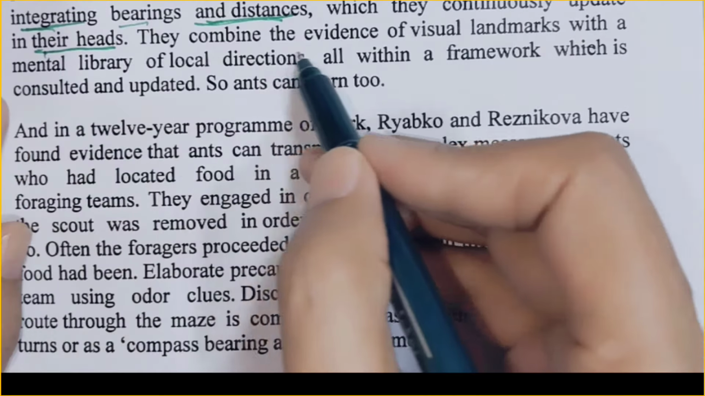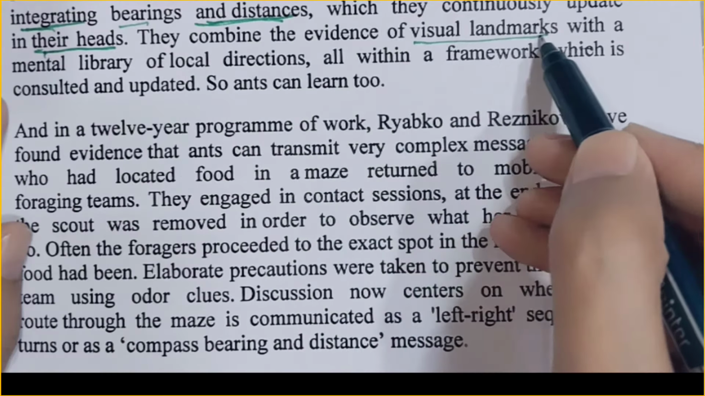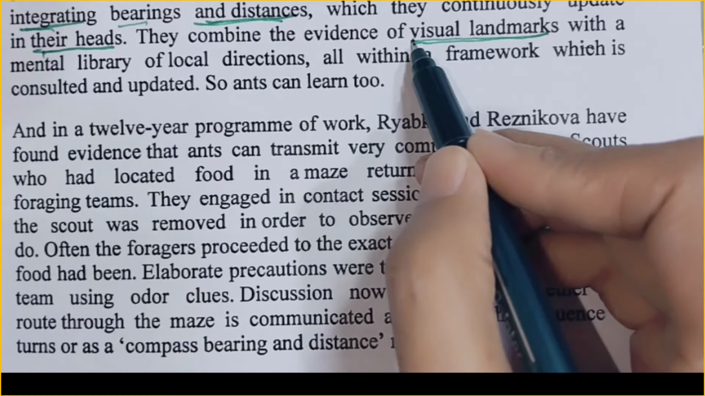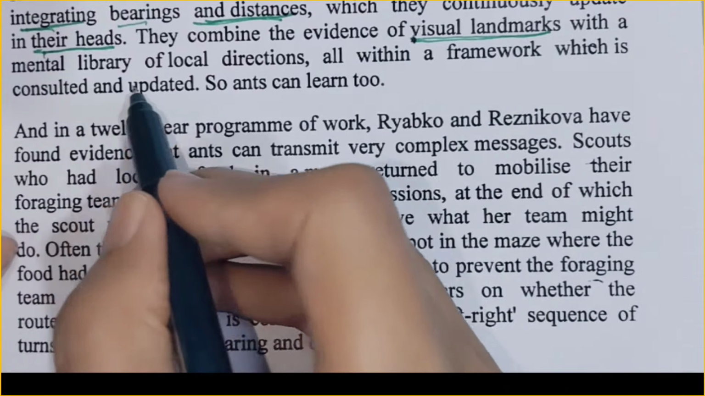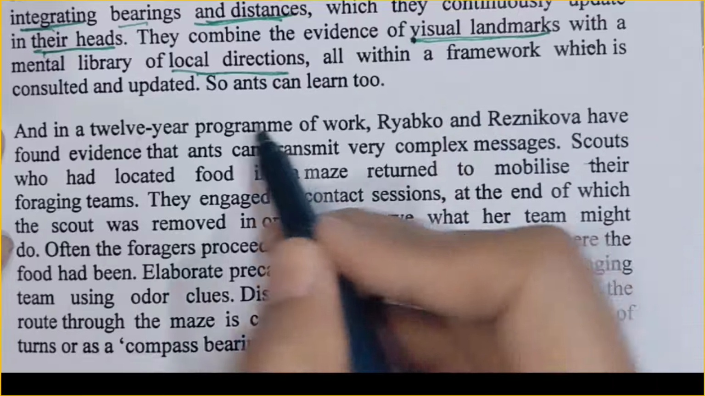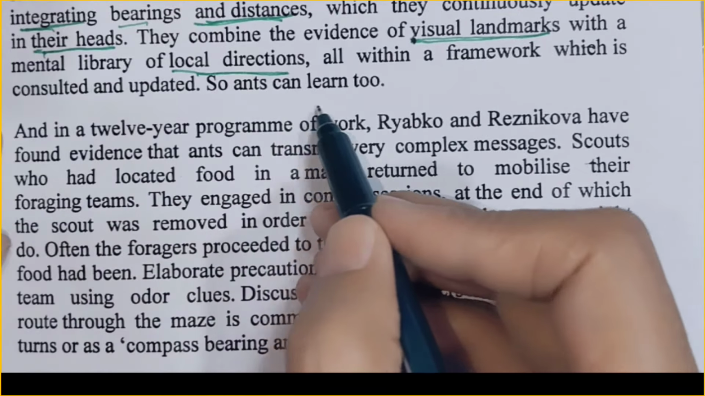They combine the evidence of visual landmarks. They use the visual landmarks also, and then they calculate the distance with the help of visual landmarks with a mental library of local directions, all within a framework which is consulted and updated. So ants can learn too.